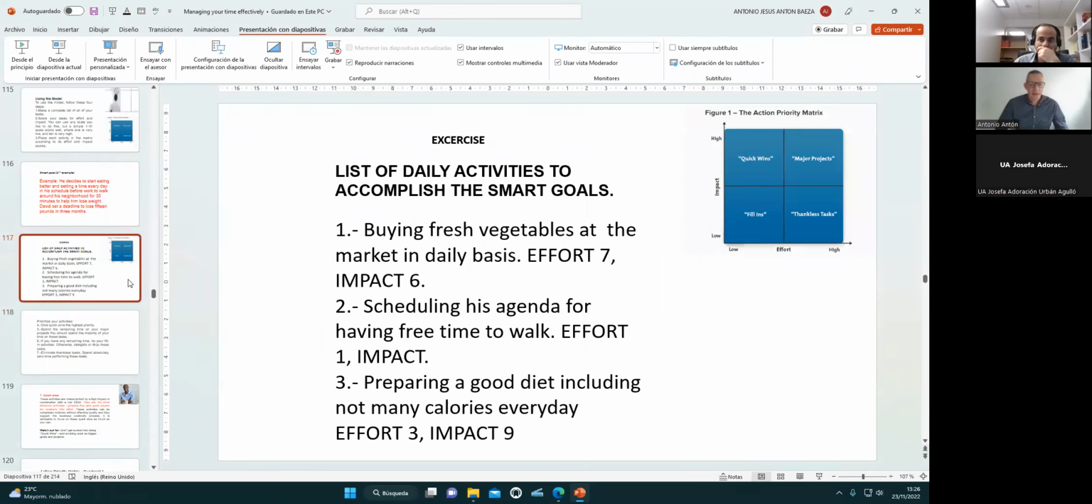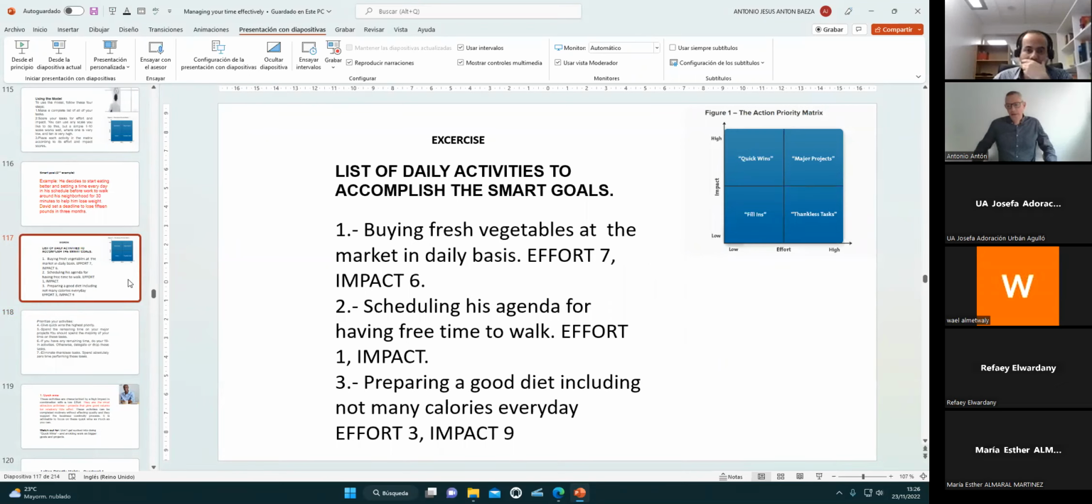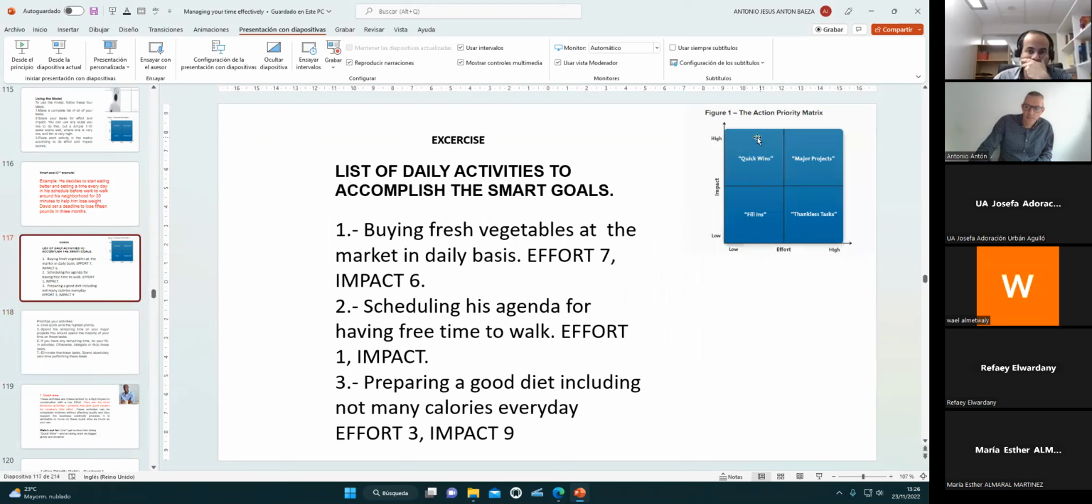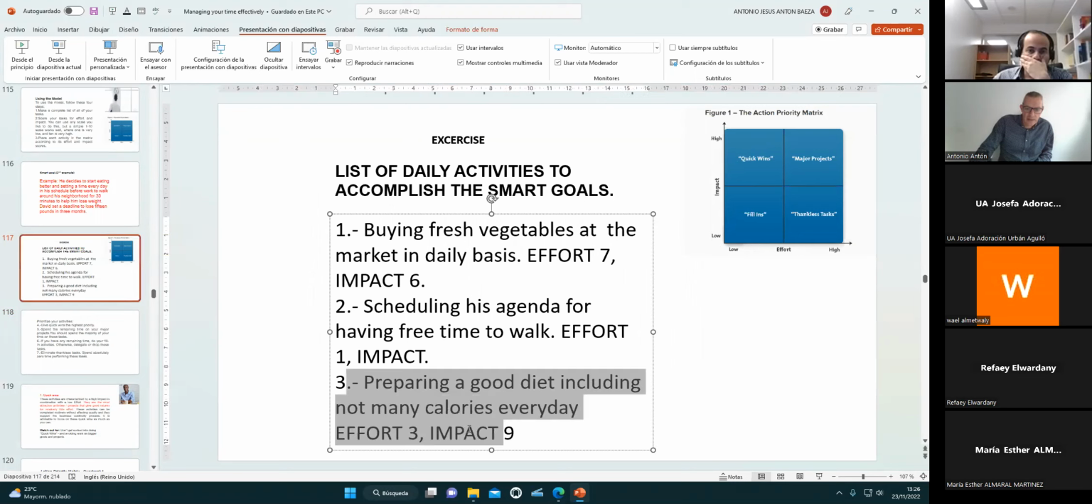Perfect. So as I was saying, there are different parts. That's the idea in terms of trying to put these daily activities in this quadrant. So I think it's great. There are some overall recommendations here. Give quick wins the highest priority. You need to focus on it because these activities involve low effort and high impact. In terms of activities, we might focus on these activities. I'm saying that because the effort is very tiny, however the impact is maximum.